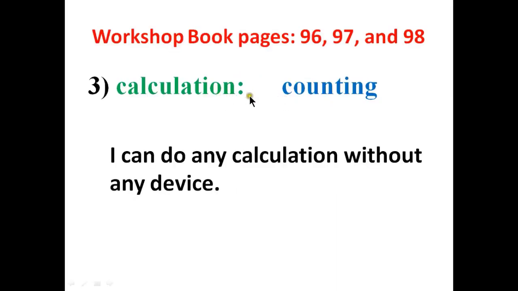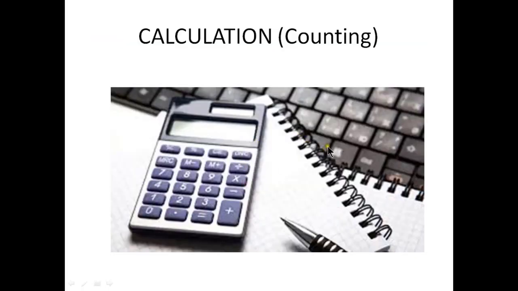Number 3 word is calculation with the meaning counting. Write the sentence. I can do any calculation without any device. For example, if you claim to be having good expertise in doing subtraction, addition, multiplication or division of big numbers without any calculator or device, so it means you are very good at doing calculation.